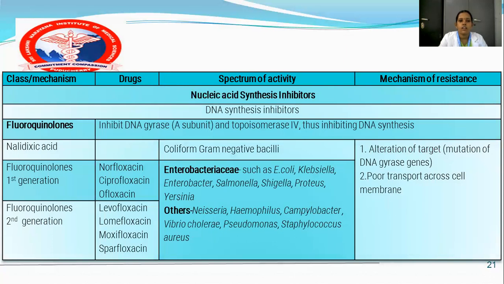Fluoroquinolones, nalidixic acid. Nalidixic acid and the first generation fluoroquinolones: norfloxacin, ciprofloxacin, ofloxacin; and second generation: levofloxacin, lomefloxacin. Norfloxacin and nalidixic acid are mostly used for UTI-causing organisms. Resistance is by alteration of the target, DNA gyrase, and poor transport across the cell membrane. Levofloxacin, lomefloxacin, and moxifloxacin are used as second line drugs for Staphylococcus aureus, Pseudomonas, Vibrio cholerae, and Campylobacter.